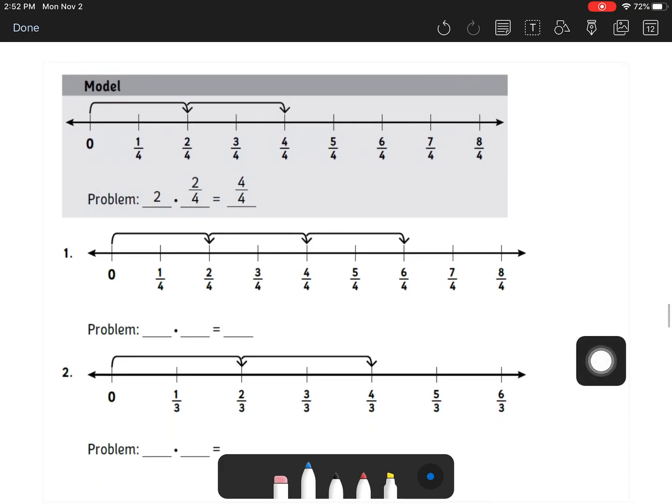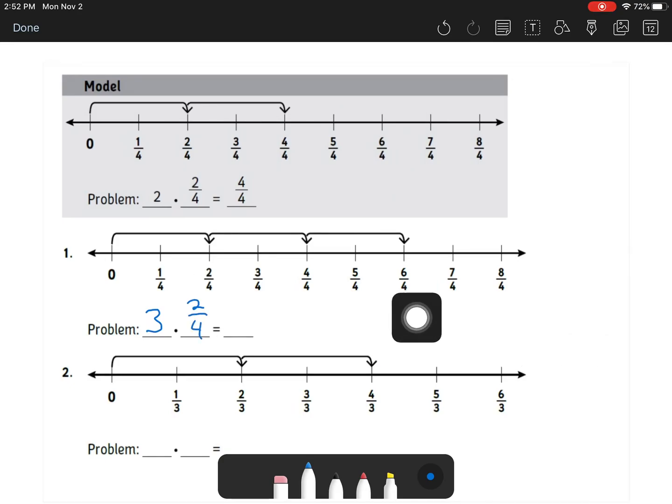Here is kind of what we were doing in that last example. They're putting the whole number first, which doesn't really matter. They're saying we multiplied something twice, so 2 times, and what did we multiply twice? 2/4. The first one is 2/4, and then we ended up at our answer of 4/4. In this one, how many times? 1, 2, 3. So we've multiplied something 3 times. What was that something? What's the first one here? 2/4.